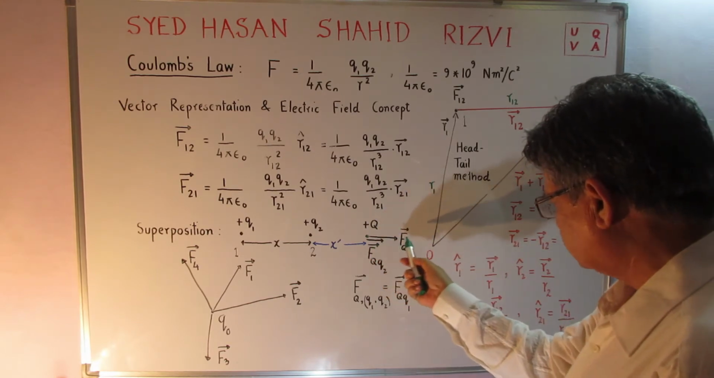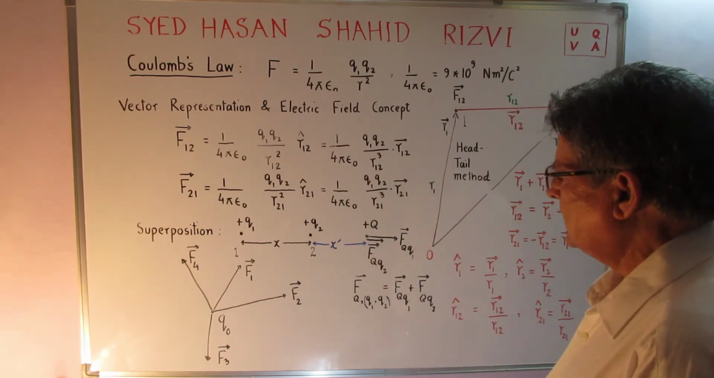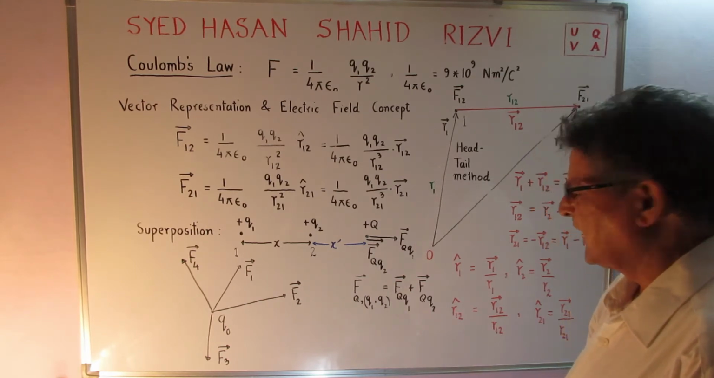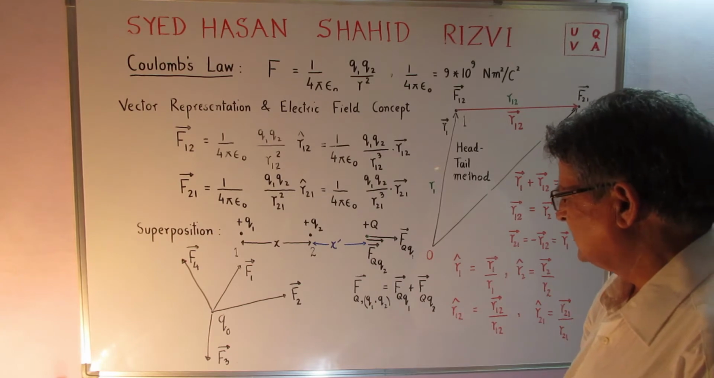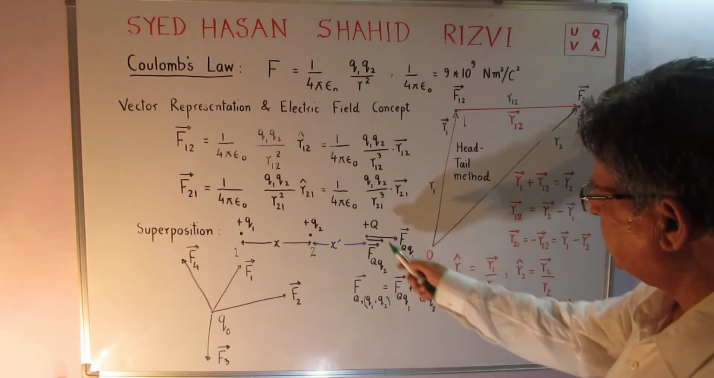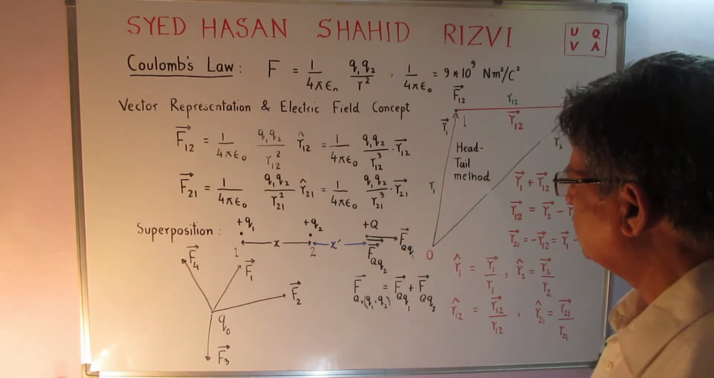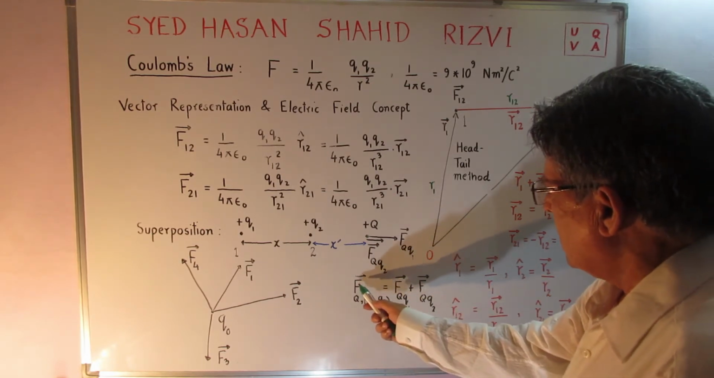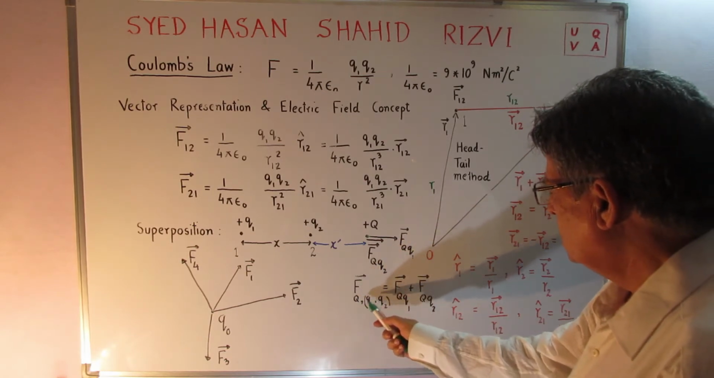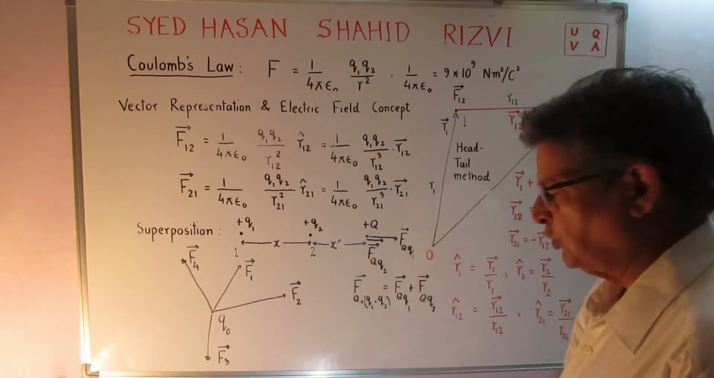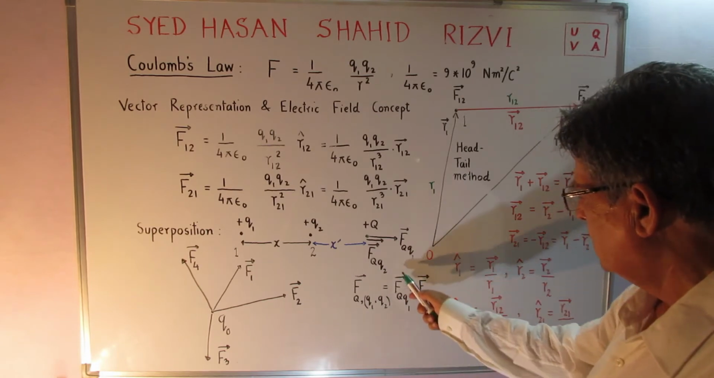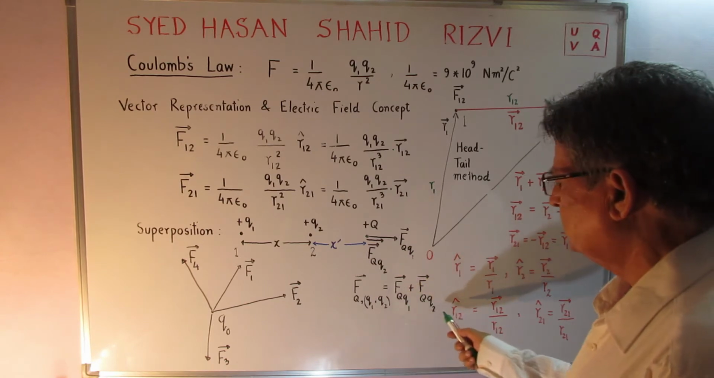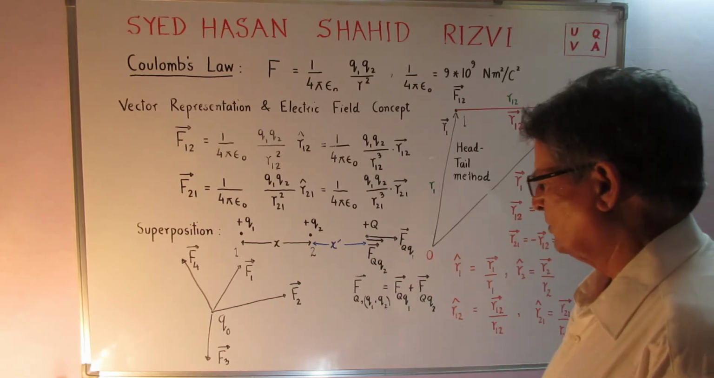Both of them are on the same line, and therefore it is easy to calculate them. So I will say that the net force acting on this capital Q, F on Q due to the two charges Q1 and Q2, is equal to the sum of this force plus this force which I have represented here. So there is no problem.